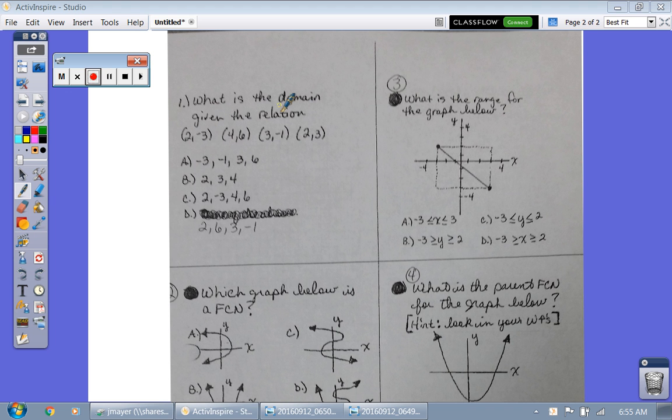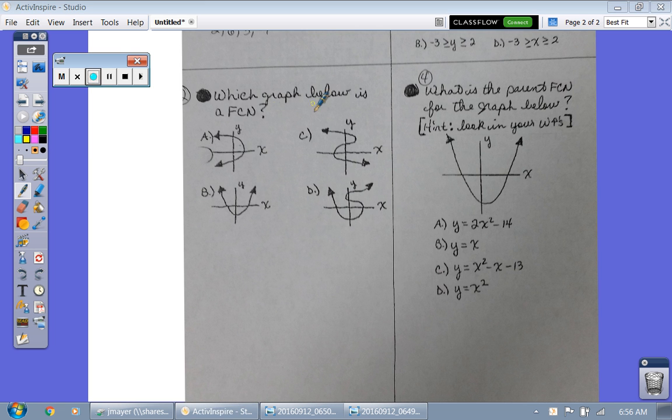Question 1, what is the domain? Those are the x values, so we need to look at just the x. We have 2, 4, 3, and 2. You don't have to repeat 2 and then 2 again. We just know that we use the 2 twice, we use the 3, and then we use the 4. So we know our answer is B.